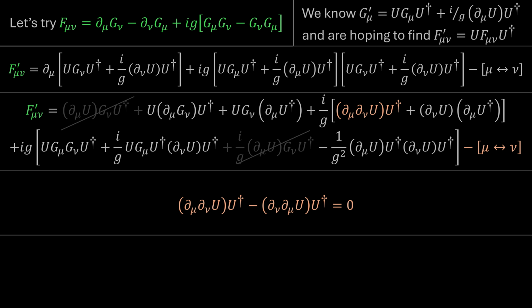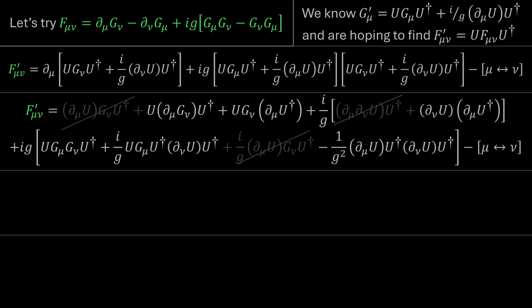You see, because our matrix field U is smooth, continuous, and differentiable, the order that we take a second derivative, whether we do partial nu or partial mu, doesn't matter. And so this orange term shown here is actually going to cancel out with its counterpart in the other half of the equation. And so that term goes away. Alright, so we're starting to make some progress.